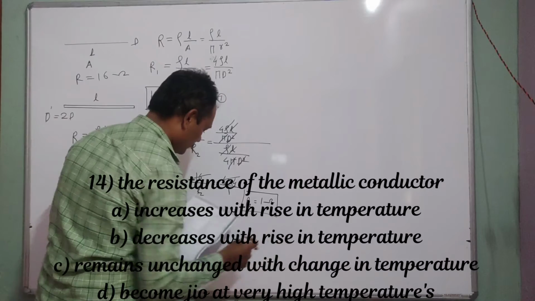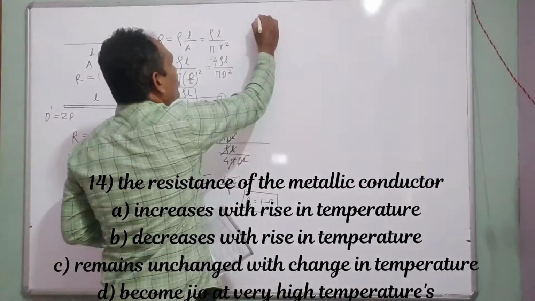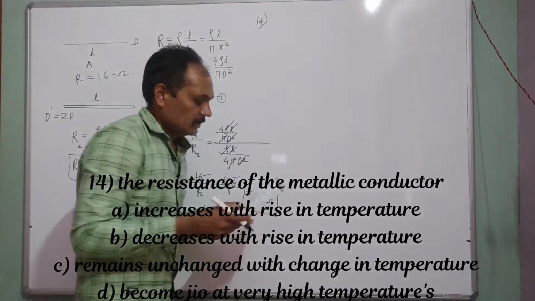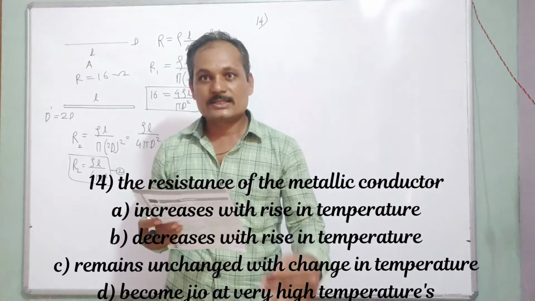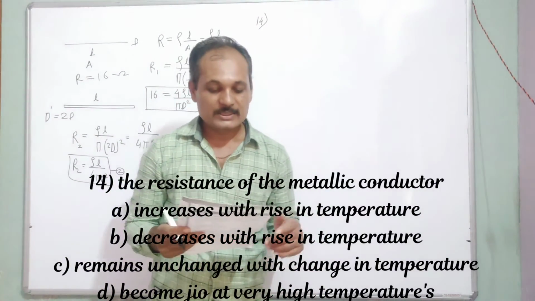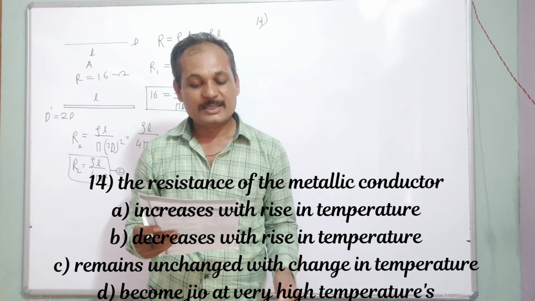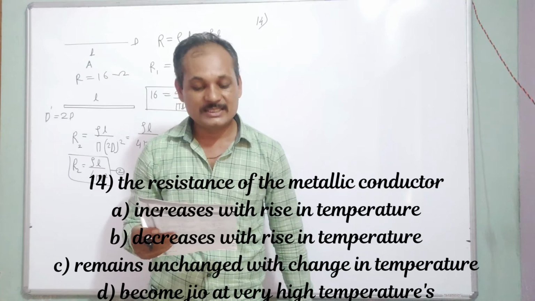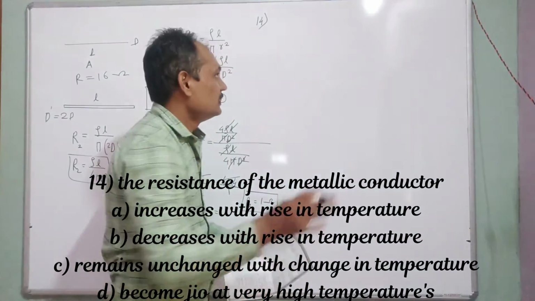Question number 13 is finished. Now question number 14. The resistance of a metallic conductor: increases with rising temperature, decreases with rising temperature, remains unchanged with change in temperature, or becomes zero at very high temperature.